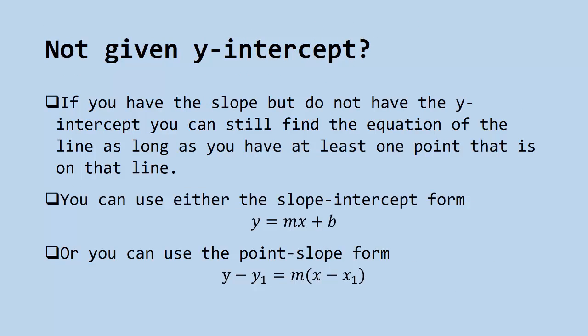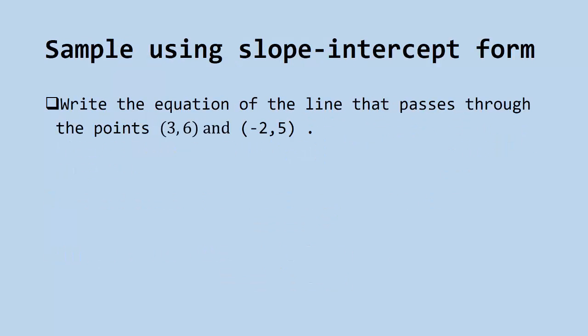Not given the y-intercept? If you have the slope but do not have the y-intercept, you can still find the equation of the line as long as you have at least one point that is on the line. You can either use the slope-intercept form, which is again y equals mx plus b, or you can use what's called the point-slope form, which is y minus y1 equals m times parentheses x minus x1. So let's start with a sample using the slope-intercept form.